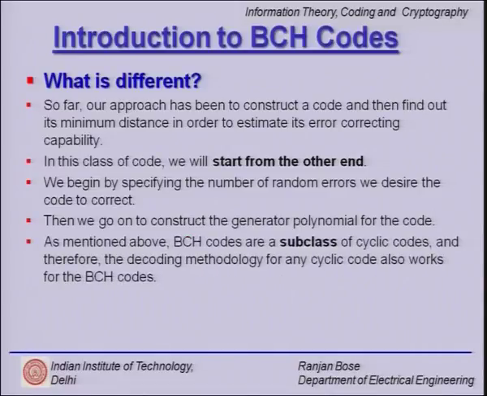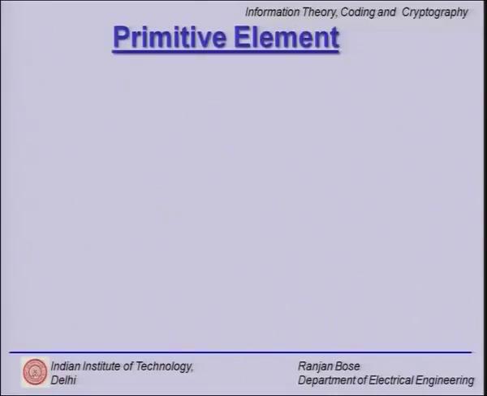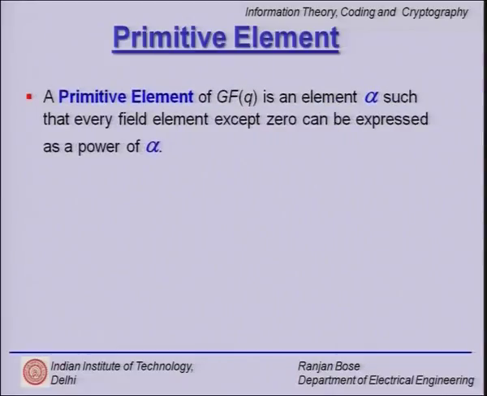As mentioned before, BCH forms a subclass of cyclic codes. So, we will still have to factorize x^n minus 1. But what we will see is that for certain special values of this n, factorization becomes much easier. And for that, we need to introduce this concept of primitive element. So, what is a primitive element? A primitive element of GF(q).